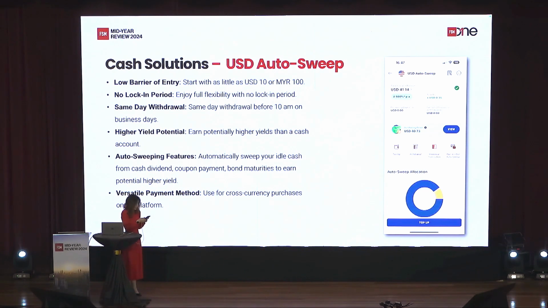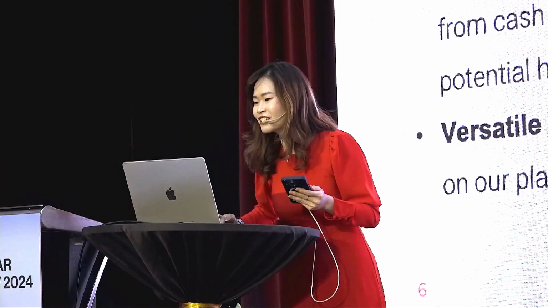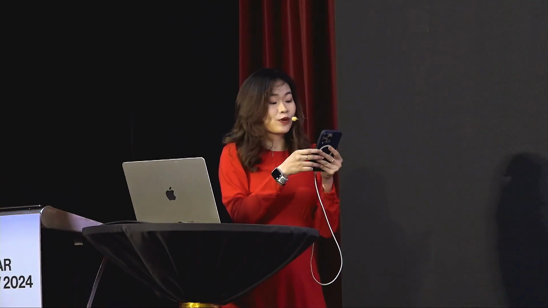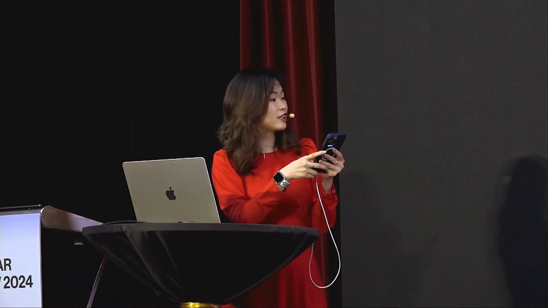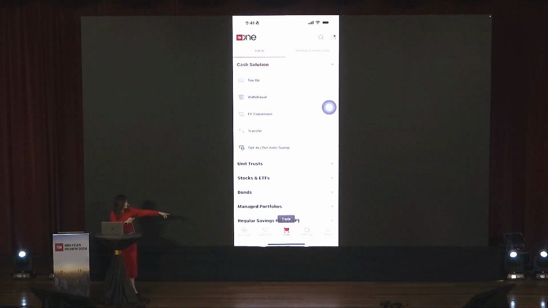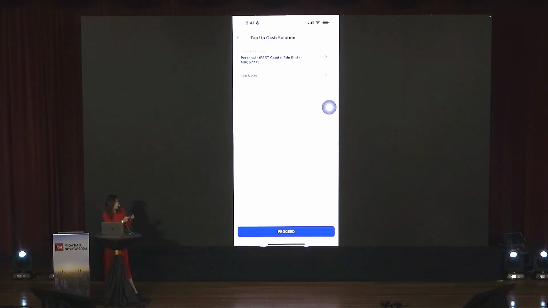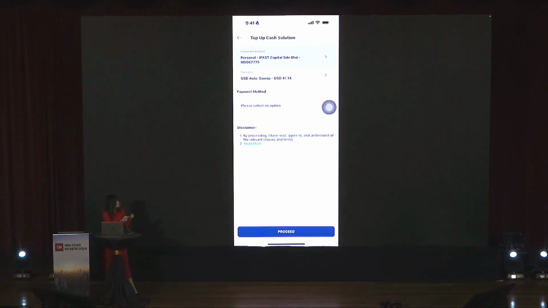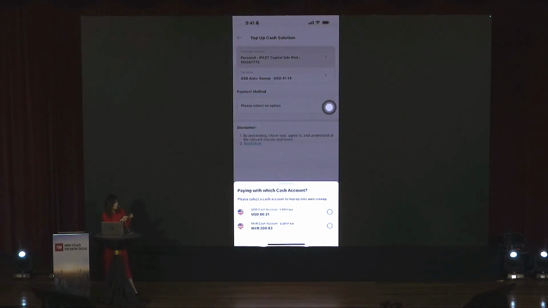So just now, let's go to the app. Screen moment. Okay, back to our app. So the very first step, you just need to go to your Trade tab at the bottom here, Trade, okay? Click on Cash Solution Top Up. Choose Top Up to Auto-Sweep. Okay, then you can straight away select your payment method. You can either use your USD cash account, be it you manually convert at the FX conversion function that I mentioned just now, or you can straight away top up with your MYR cash account.